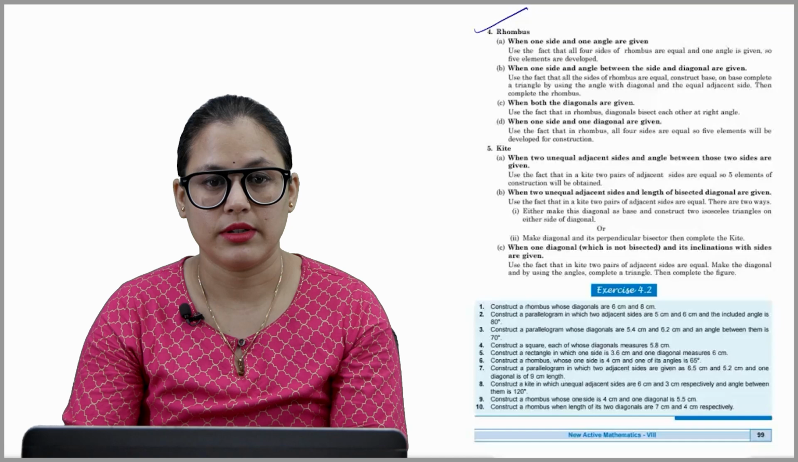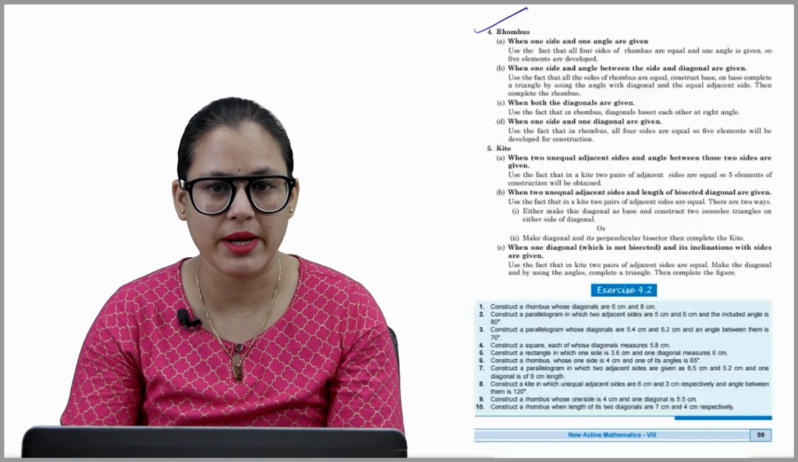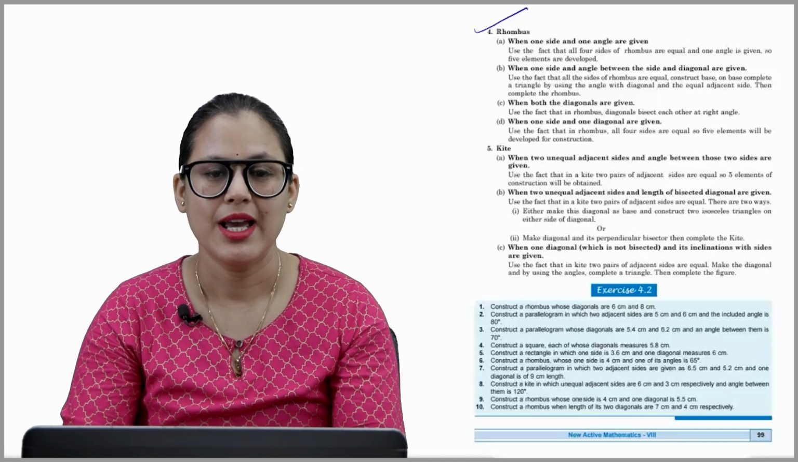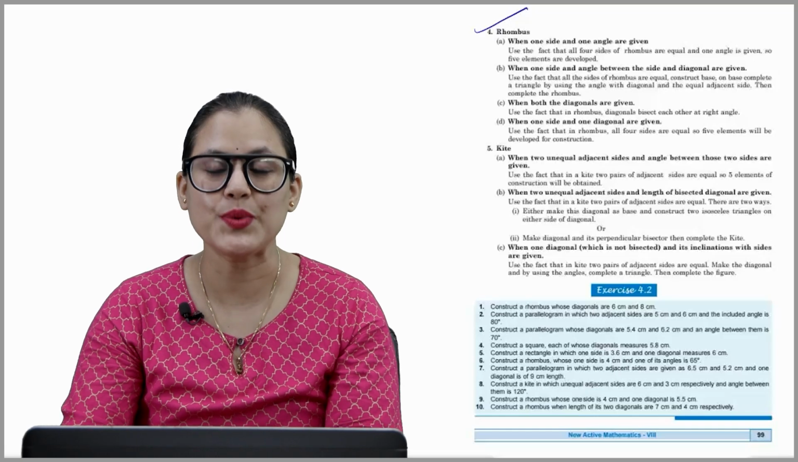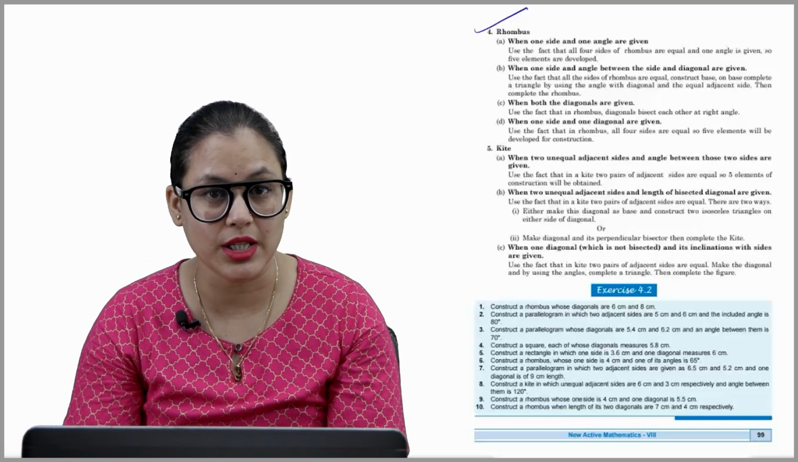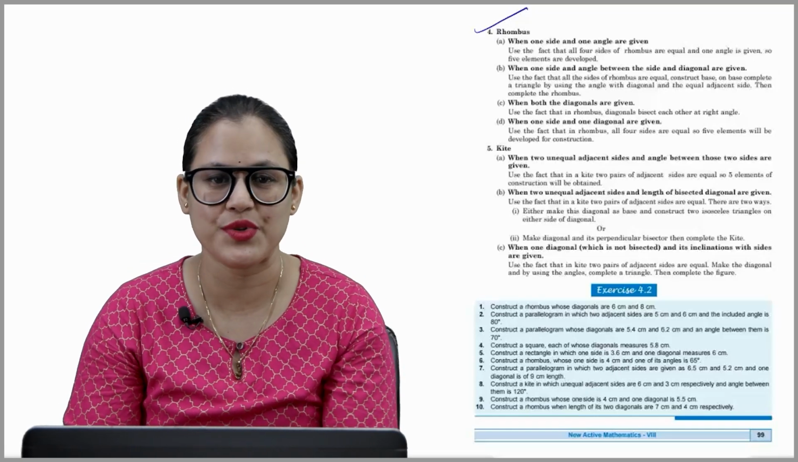C. When both the diagonals are given. Use the fact that in a rhombus, diagonals bisect each other at right angles. D. When one side and one diagonal are given. Use the fact that in a rhombus, all 4 sides are equal, so 5 elements will be developed for construction.